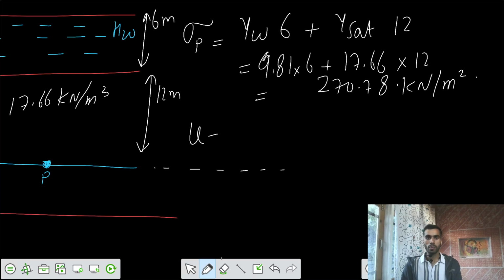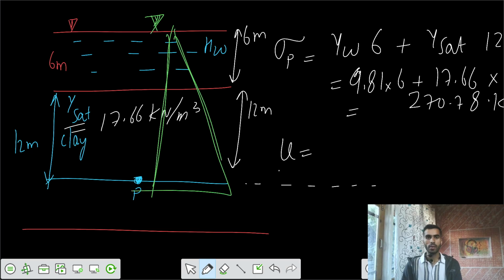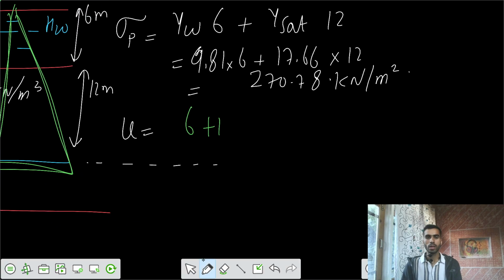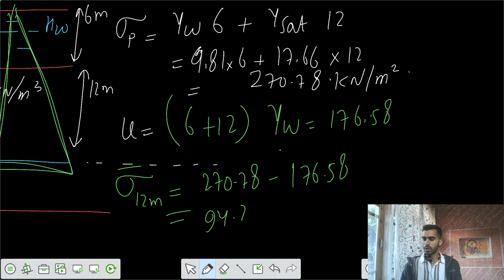And let's calculate the pore water pressure at that location, point B. So pore water pressure variation would be a linear variation, hydrostatic variation, because the water table is here. We can write 6 plus 12 into gamma W. So that's 176.58. So finally your effective stress at that location, 12 meters from the bottom of the lake, is the difference of the two. That's 94.2 kilonewton per meter square.